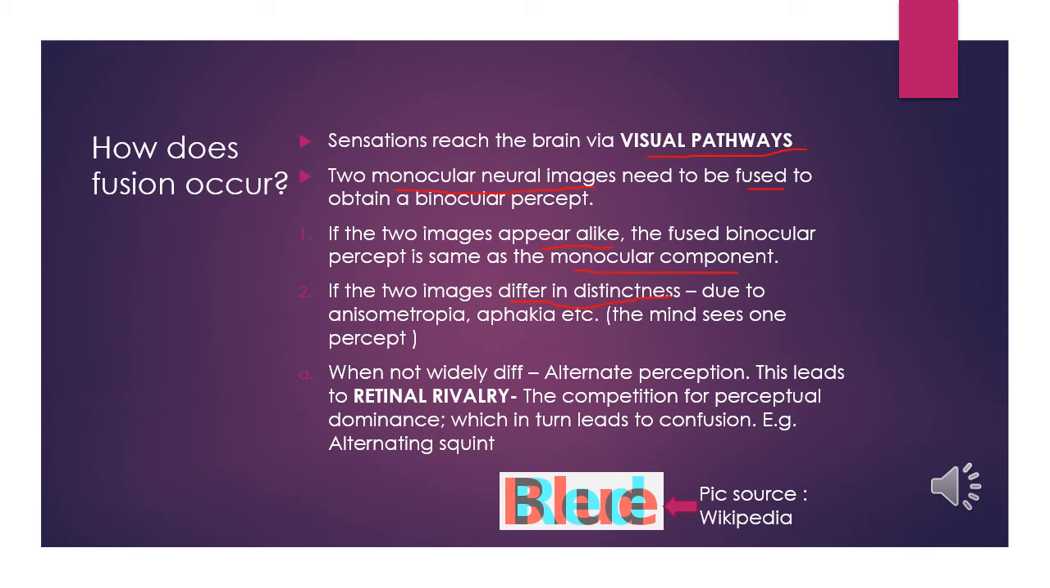So when the images are widely different, or of different wavelength or different color, and the brain cannot fuse them, what does the brain do? For some moment, the 2 images may coexist, but then retinal rivalry develops. So the brain accepts alternate percepts. That means for the first few seconds one image and then the other. This continues as long as we look at that object. So this is retinal rivalry, the competition for perceptual dominance.